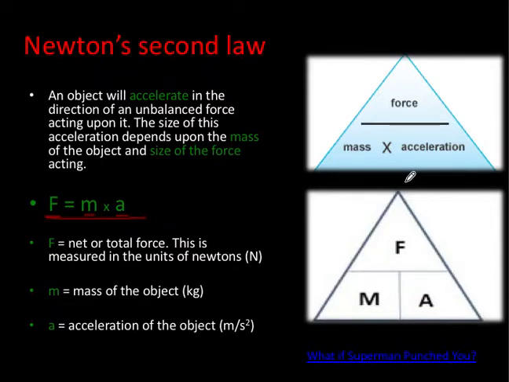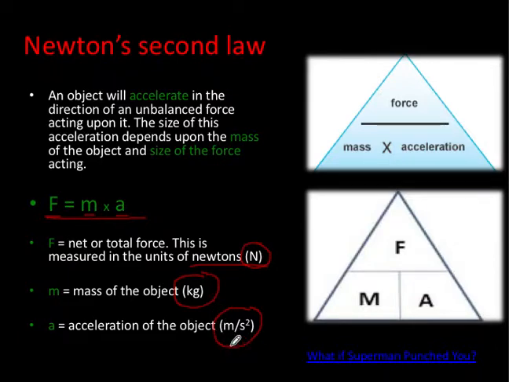Newton's second law. F is equal to the net or total force being experienced by the object, and this is measured in the units of newtons, or capital N. Mass is equal to the mass of the object, and always use kilograms for this. Acceleration of the object is measured in meters per second squared, and when you are doing these calculations, it's important that you always use these units.